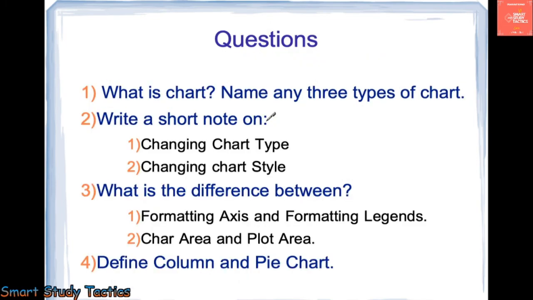Next you have some questions. Okay, what is a chart? Name any three types of chart. Write down a short note on changing chart types and changing chart style. What is the difference between formatting axis and formatting region? Sorry, chart area, it should be the chart area and plot area. You have to give the difference. Define column and pie chart. Things you have to remember.